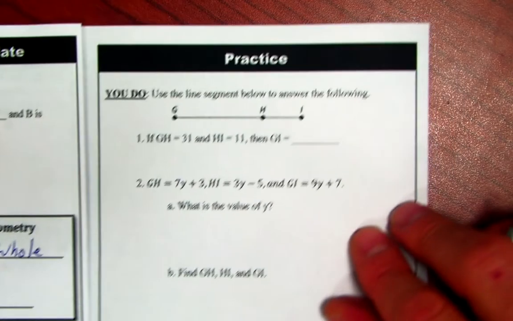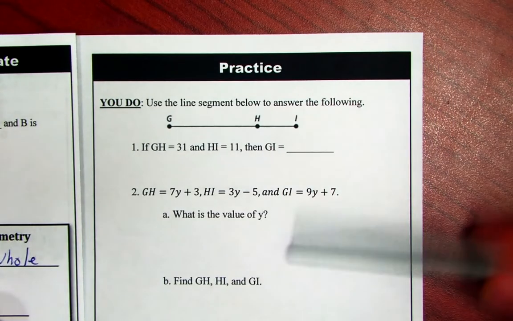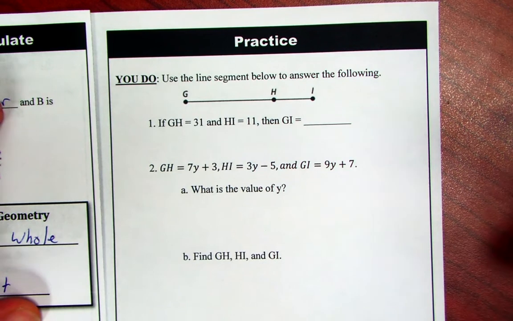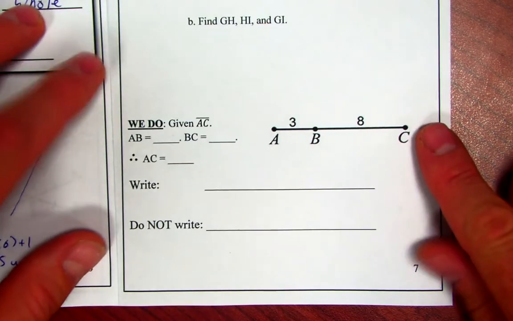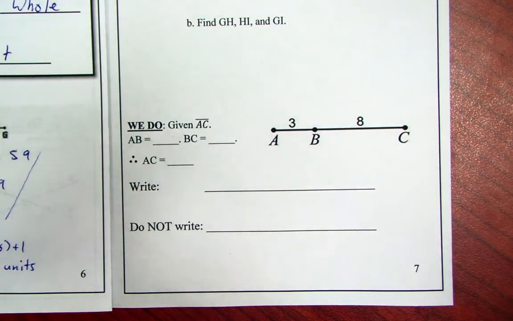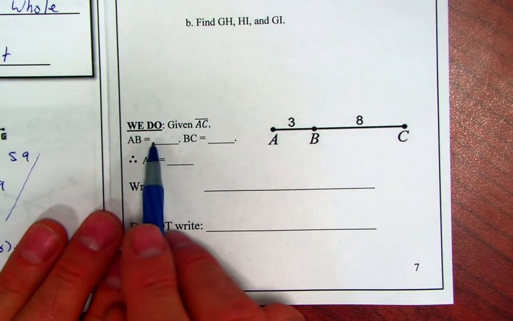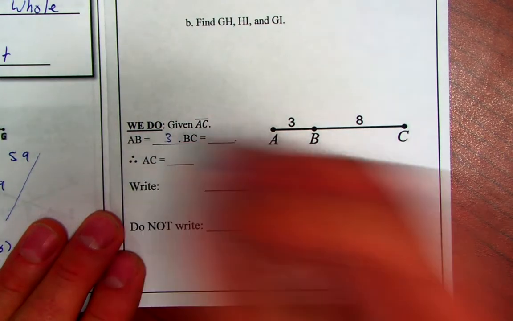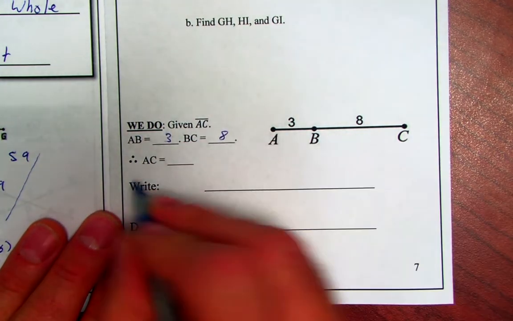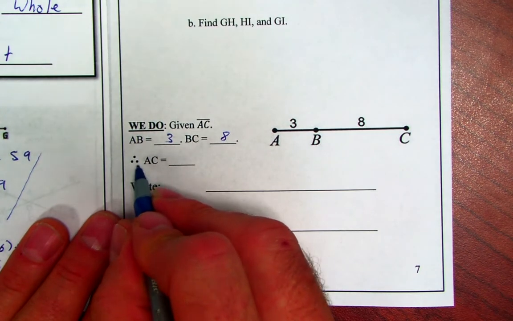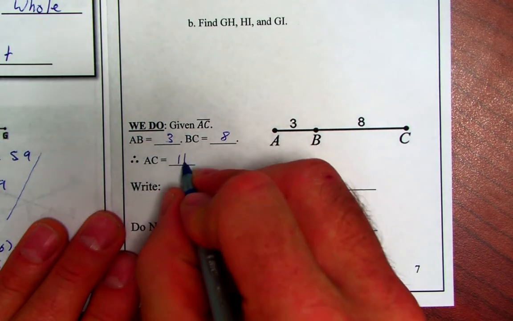All right, in this last page, you're going to do these problems, 1 and 2, 2A, 2B. In this last part, I just wanted to re-emphasize the notation. It's not really an example exactly. AB has a length of 3, BC has a length of 8. Therefore, that's what these three dots mean in a triangle. Therefore, AC has a length of 11.